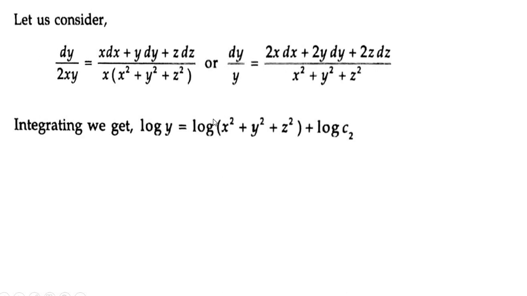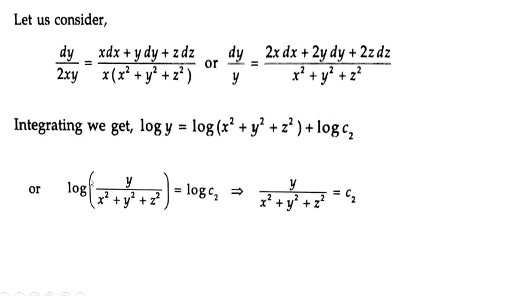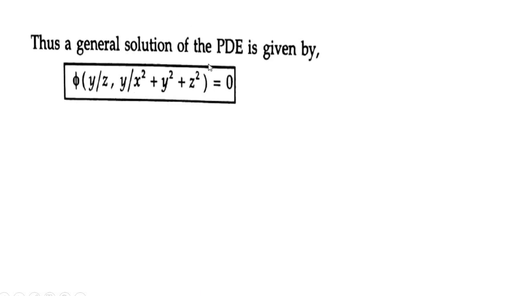So this is also equal to log of x square plus y square plus z square plus an integral constant. Now bring this log of x square plus y square plus z square to the denominator. Apply anti-log on both the sides. So you get y by x square plus y square plus z square equal to c2. So that is your required partial differential equation.